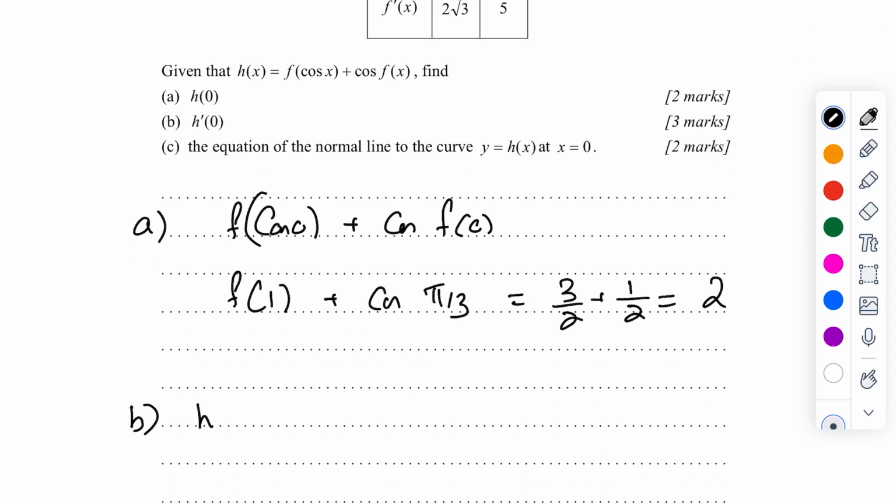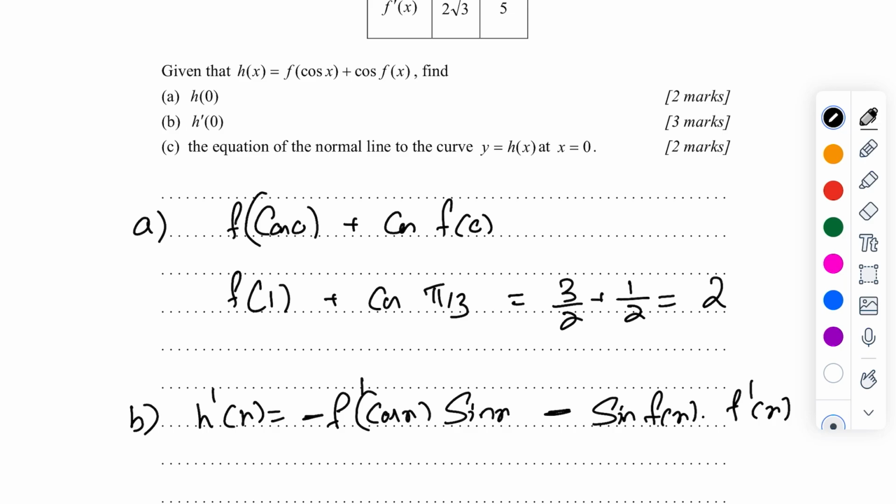Part B, h prime x. First of all, I'll find h prime x. So chain rule, f derivative is f prime of cos x. Then cos x derivative is minus sin x. Next, cos of f of x derivative is minus sin of f of x. F of x derivative is f prime x.